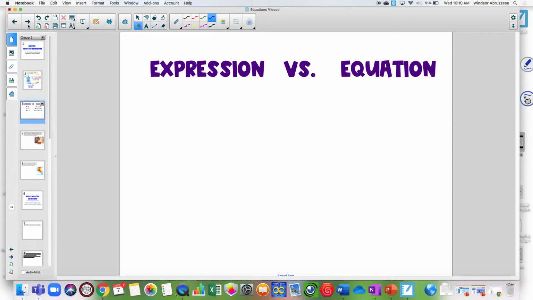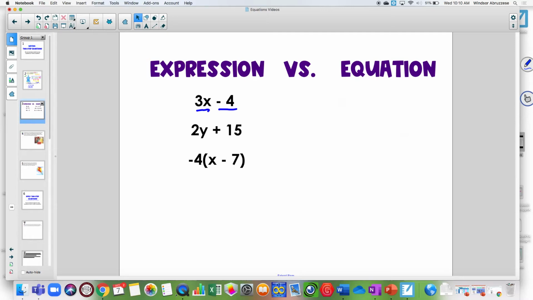In your notes, you want to write down the difference between an expression and an equation. It's really important that we know the proper vocabulary, especially when we're asked to explain our answers. So an expression is algebraic terms that do not include an equal sign. So 3x minus 4, this is a term, and minus 4 is another term, right? They can be joined by addition, subtraction, multiplication, division. Sometimes you might see a square root or square, but they do not have an equal sign.